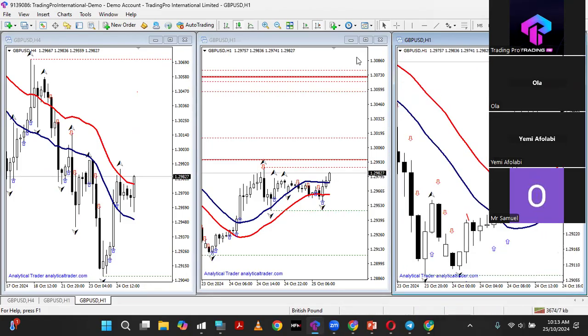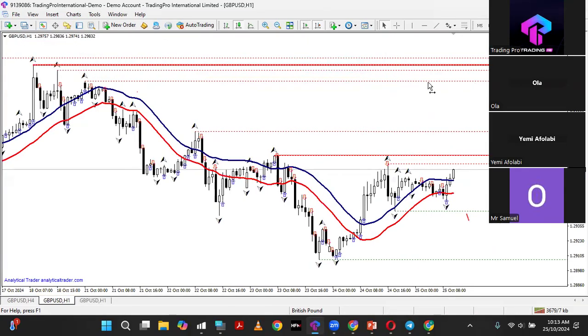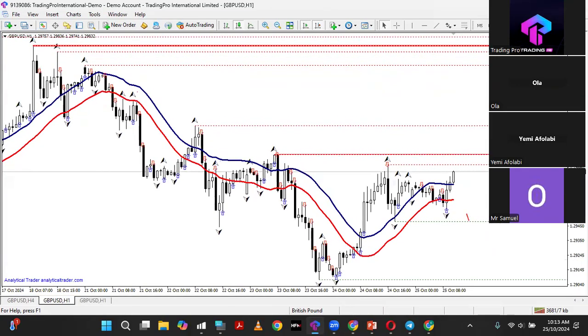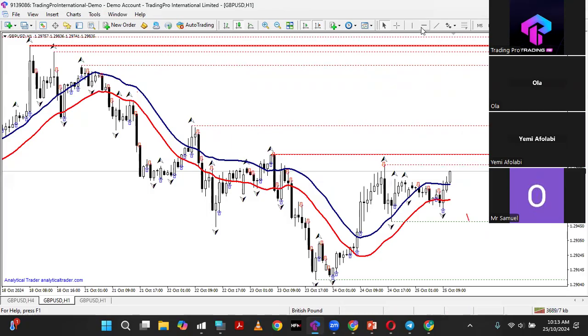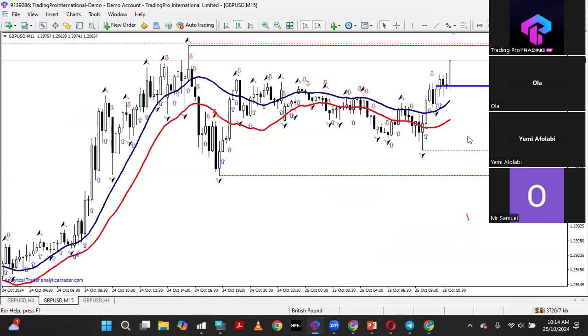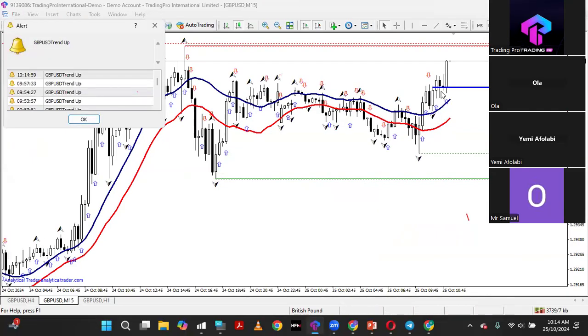Now, if we look at this 1 hour here, we can see that the last 1 hour candle, which is this one here, closed above the moving average on the 1 hour. If you go down now to the 15 minutes, that's why I was asking, would you buy? Since the 1 hour has been able to close above, you can comfortably take a buy.